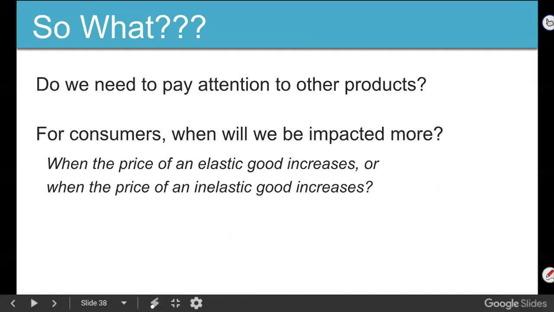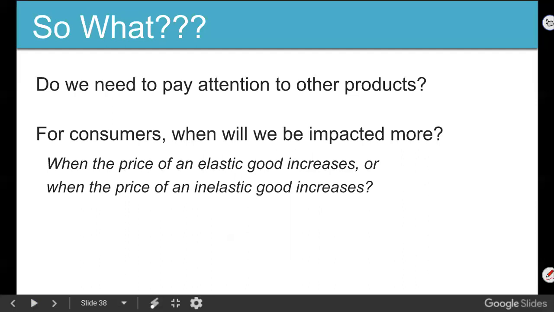Also, it lets us know whether we need to pay attention to other products. If you're Coke, do you need to pay attention to what Pepsi's doing? Yes, because they are very, very strong substitutes. You're going to have a pretty high cross-price elasticity of demand between Coke and Pepsi, because a lot of people say they're basically the same. I go in a restaurant and ask for Pepsi and they say Coke, and I say okay. Bud Light and Miller Lite, for a lot of people, are the same thing.